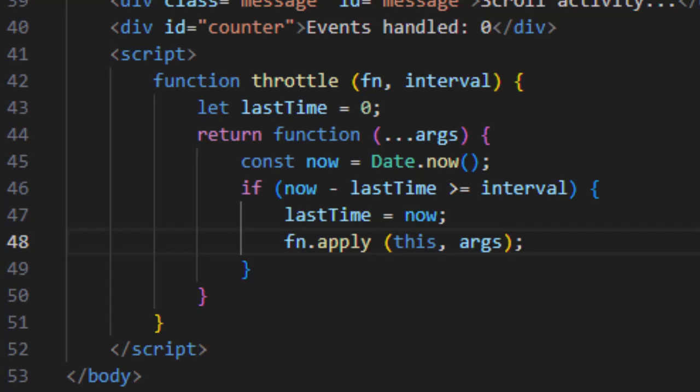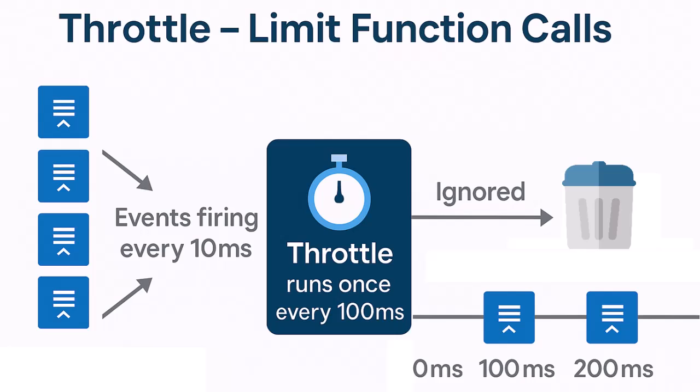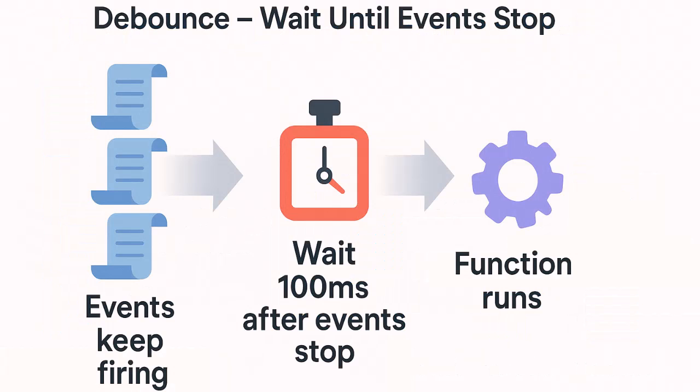This way, even if the scroll event fires hundreds of times per second, we only run our logic every 100 milliseconds or so. Throttle ensures a function only runs once every fixed interval. Here we'll use it to update the scroll progress bar every 100 milliseconds, ignoring hundreds of spam events we receive in between.